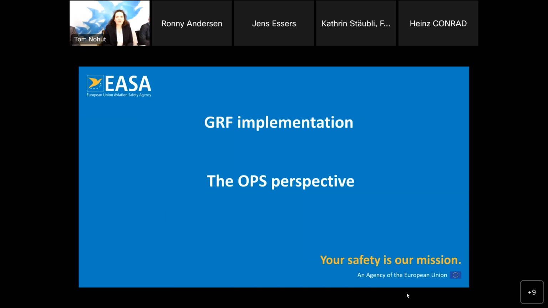I would now like to give the floor to Giovanni Cima, who is a senior expert in air operations, and who is going to tell us how he sees it from an air operations rules point of view, and how he sees it now after almost 2 years of implementation of the changes that you have made in the area of air operations with regards to the GRF. So, Giovanni, the floor is yours.